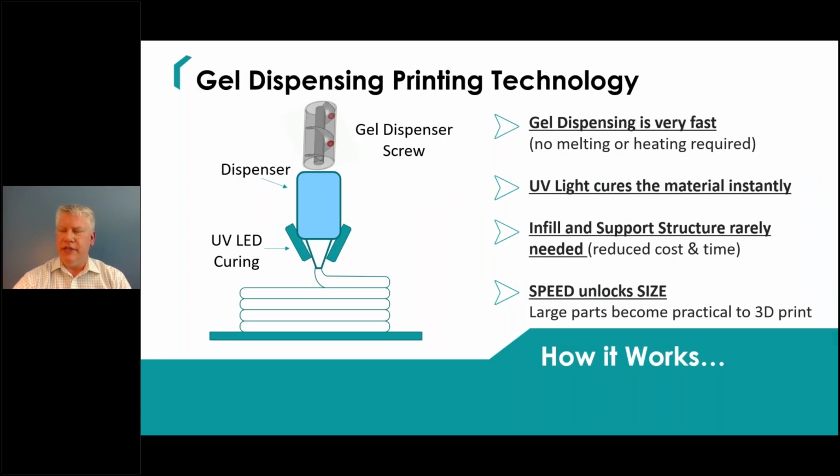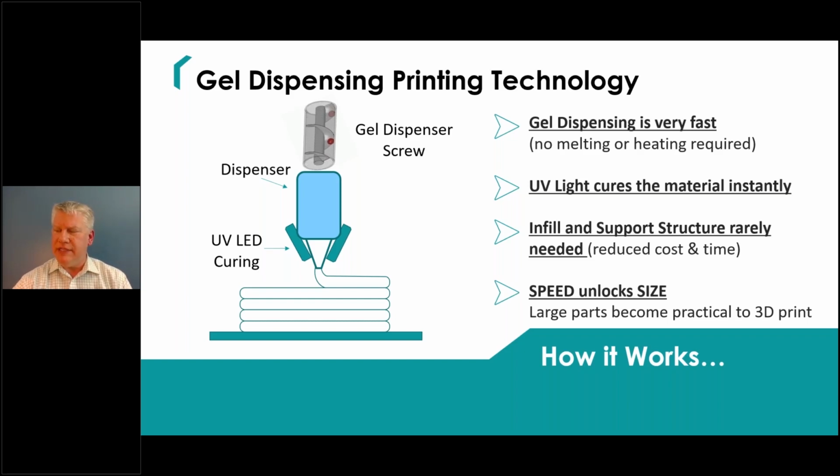What we're talking about is gel dispensing printing and how it works very, very quickly. The gel dispensing screw extrudes gel. It's not just a liquid and it's not just a melted plastic. There's no melting or heating required. That dispensing screw applies layer by layer while a UV light cures that virtually instantly. Layer by layer, we build up the parts just like you're used to in additive manufacturing, but what we're talking about is an instant cure. Virtually no infill or support structure is really needed.